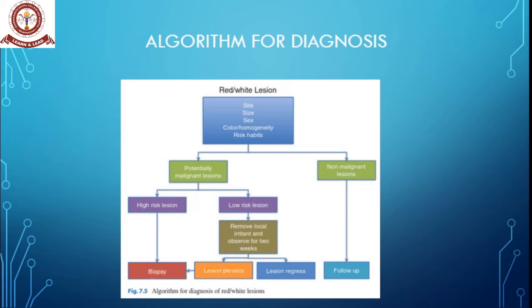We have come across the most common potentially malignant lesions. In a general overview, when we get a suspicious lesion, this is the algorithm for diagnosis. First we should see whether it is a red or white lesion. First we should see the site, size, sex, color, how is the texture, and what are the risk habits, that is the patient's history. With that we can classify it as potentially malignant or non-malignant.